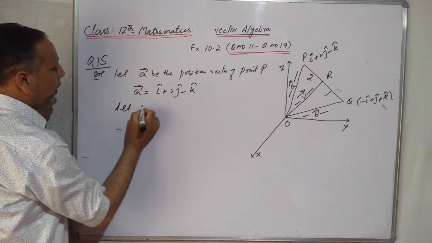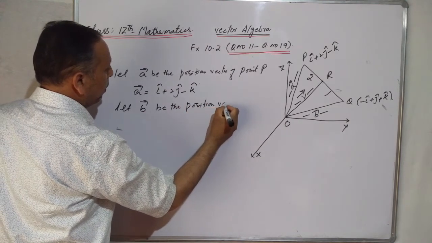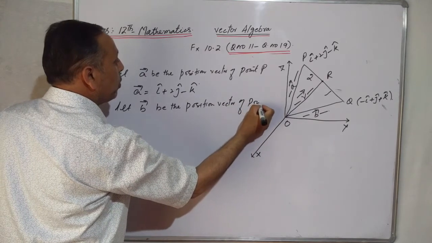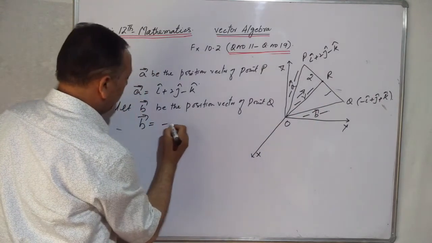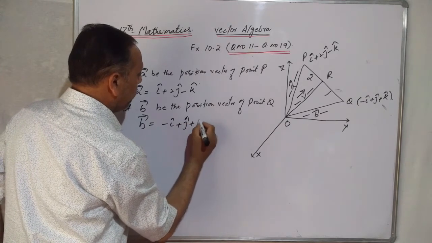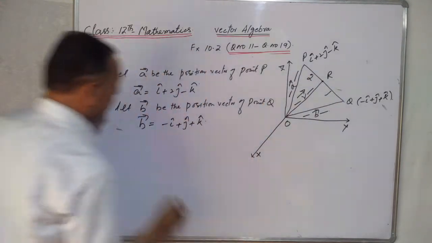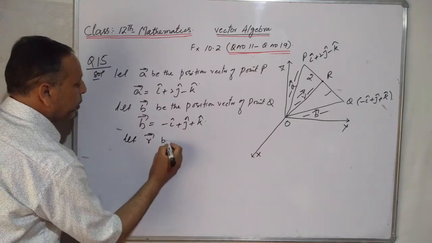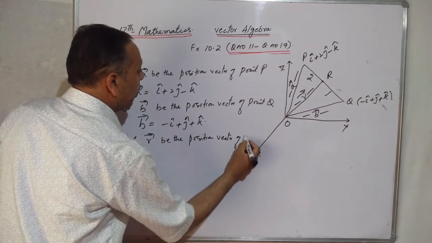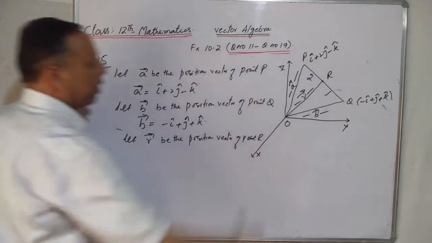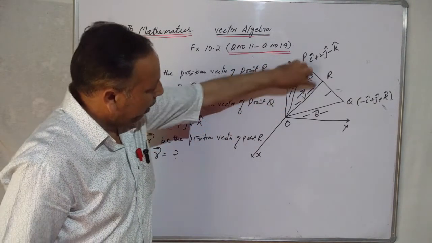Let vector B be the position vector of point Q. So that means this vector B, the position vector of point Q, is equal to minus i cap plus j cap plus k cap. So let R be the position vector of point R. This vector R you have to find out.